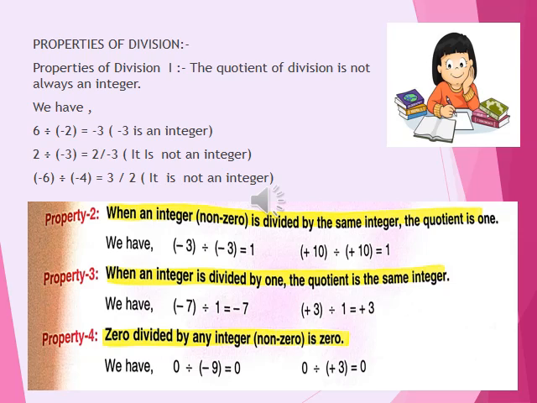Property 4. 0 divided by any non-zero integer is 0. It means when you divide 0 by any integer, you can write any integer in the denominator, and its answer is 0. You write 0 upon 100, answer is 0. You write 0 upon minus 1000, answer is 0. Here the examples: 0 divided by minus 9 equals 0, and 0 divided by plus 3 equals 0. So when you divide 0 by any integer, its answer is always 0.